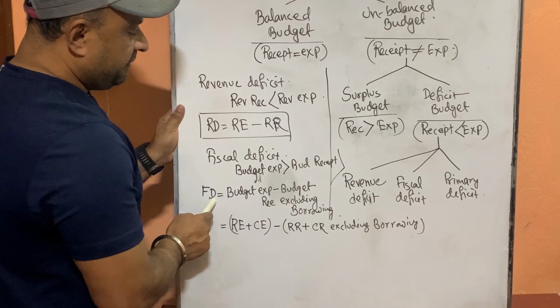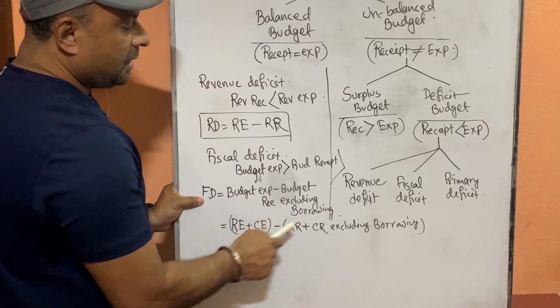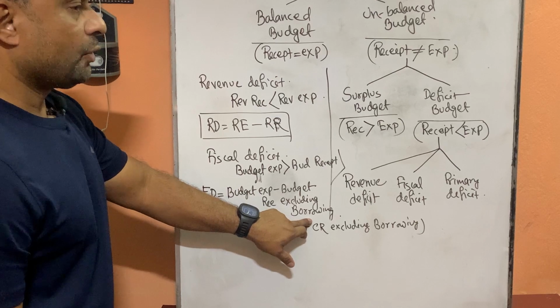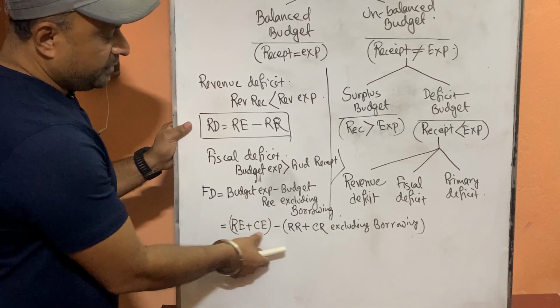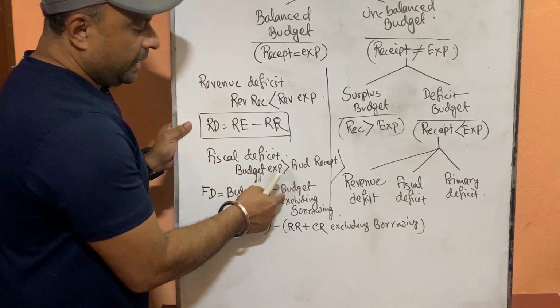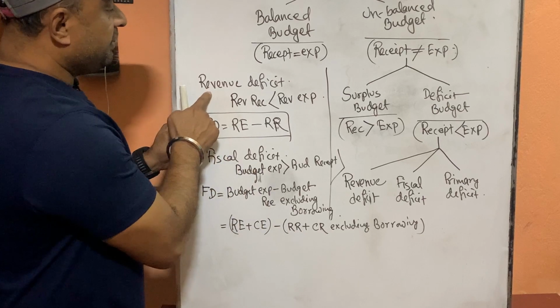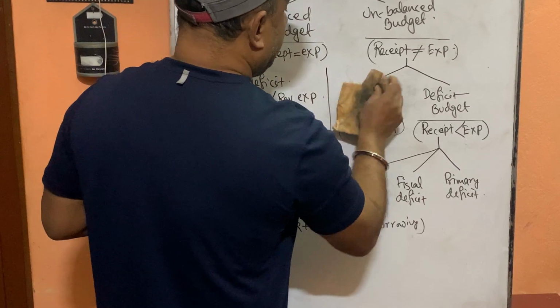So fiscal deficit occurs when budget expenditure becomes more than budget receipt. The formula is budget expenditure minus budget receipt excluding borrowing. And in budget expenditure, there are two types of expenditure: revenue expenditure and capital expenditure. And in budget receipt, revenue receipt and capital receipt. So these are revenue deficit and fiscal deficit. Now the third one.